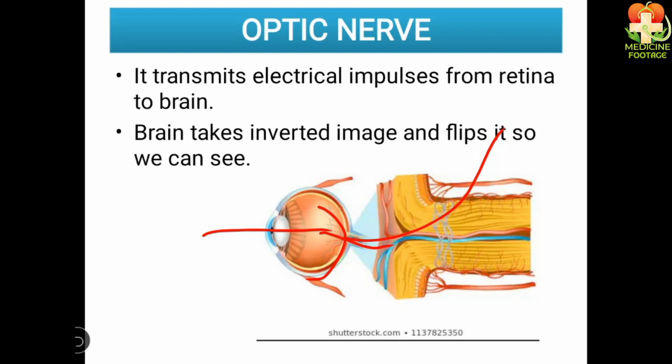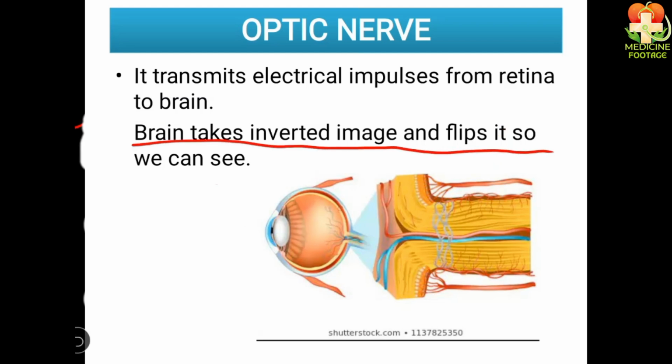So what is the function of the optic nerve? To transmit the electrical impulses from the retina to the brain. One more thing I would like to tell here is that the brain receives any image upside down, meaning if we see anything it is upright, but the eye sees it upside down. So the brain takes the inverted image and flips it so we can see it.